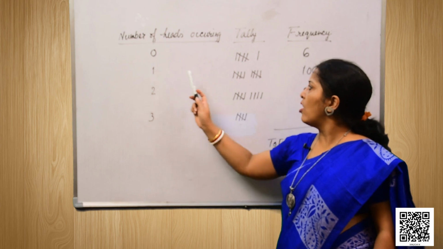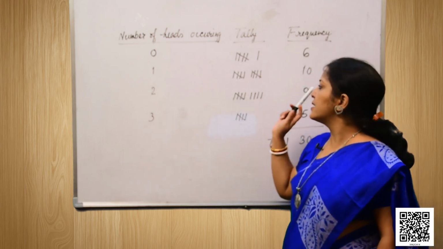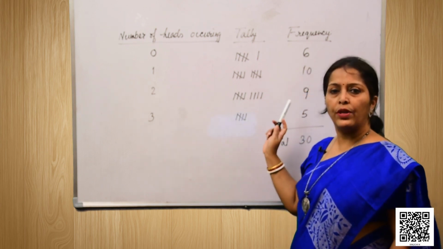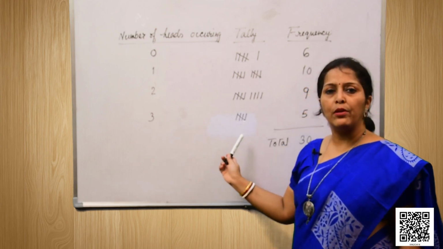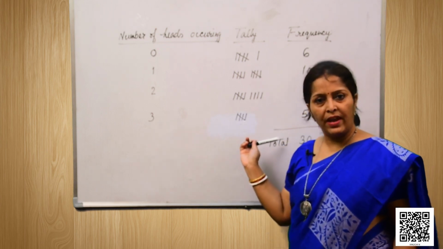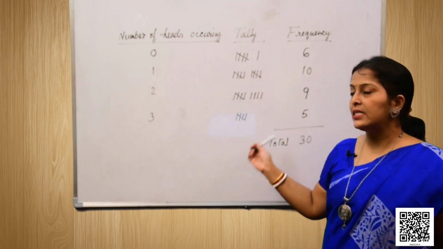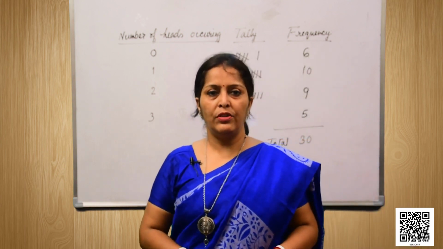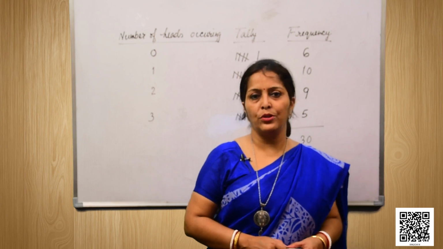Then 1 is occurring in a similar way 10 times, so the frequency is 10. 2 is occurring 9 times, so the frequency will be 9. And 3 is occurring 5 times, so the frequency is 5. And then the total is 30. So this is the frequency distribution table of the data given to us in question number 6. I hope it is clear to you all.